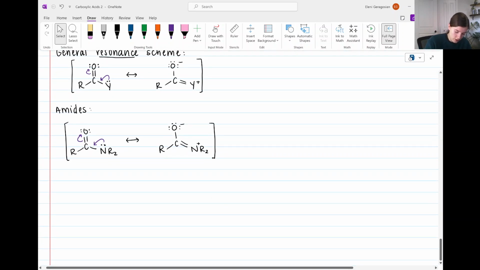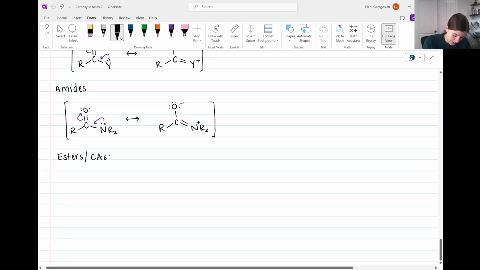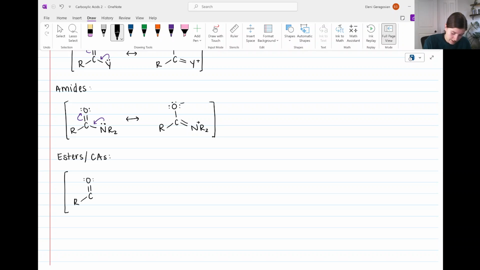Now let's draw the same thing for esters. And really carboxylic acids would have a similar resonance structure since the Y group is an oxygen for both of these, for both esters and carboxylic acids. So esters / carboxylic acids, we have our acyl group, carbonyl carbon bonded to an oxygen, and then we'll say that oxygen's bonded to an R group. If that R, we'll say that's R prime, is a hydrogen, it's a carboxylic acid. If it's a carbon chain, it's an ester.